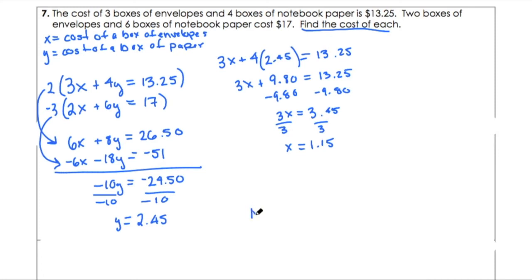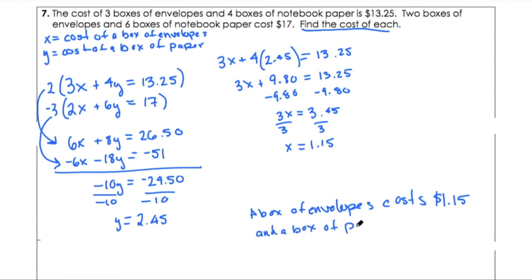So a box of envelopes costs $1.15, 15 cents. And a box of paper costs $2.45. Great.